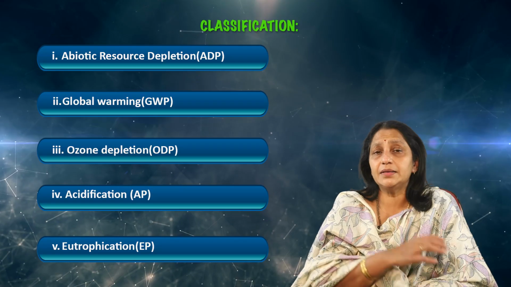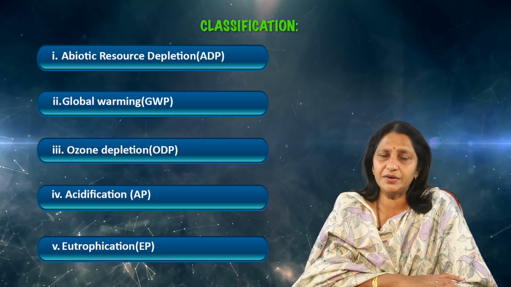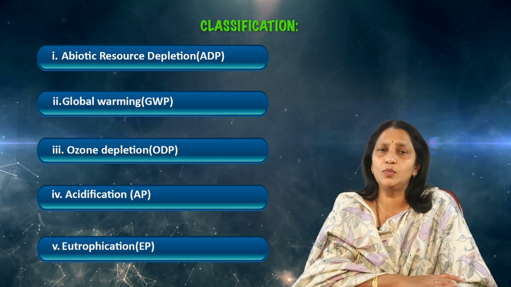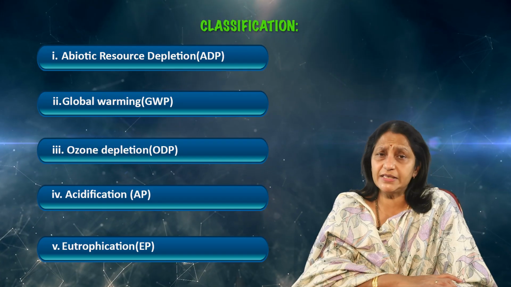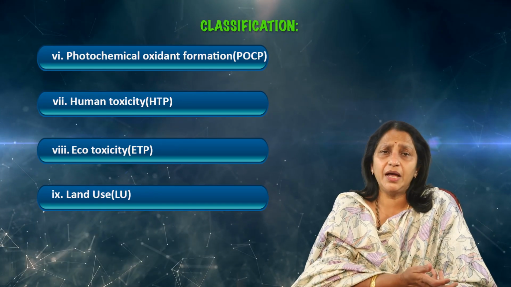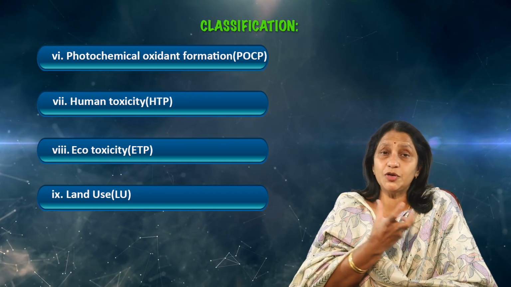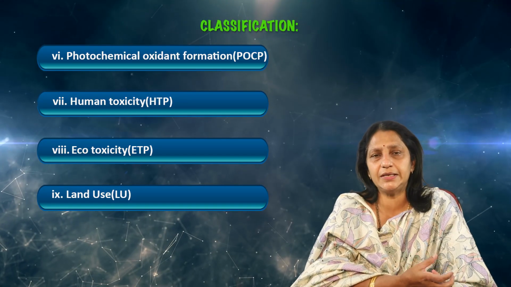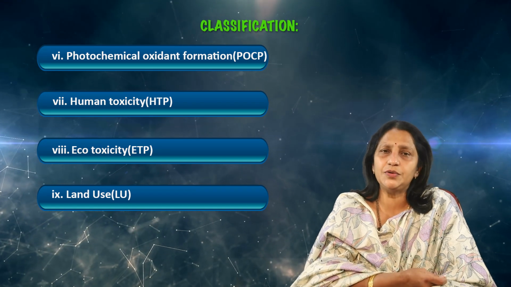And also the considerations of the life cycle assessment are abiotic resources depletion and global warming, ozone depletion, some criteria are there, and also acidification, eutrophication and photochemical oxidant formation, and effects on humans, that is human toxicity, and also effects on environment, that is ecotoxicity, and land use.